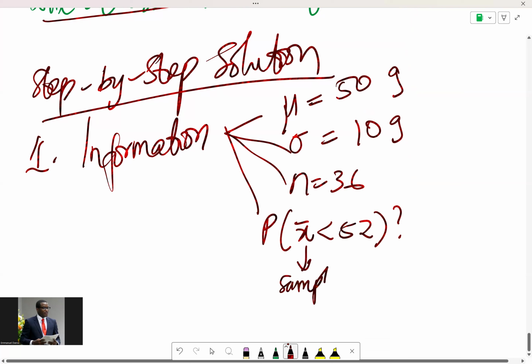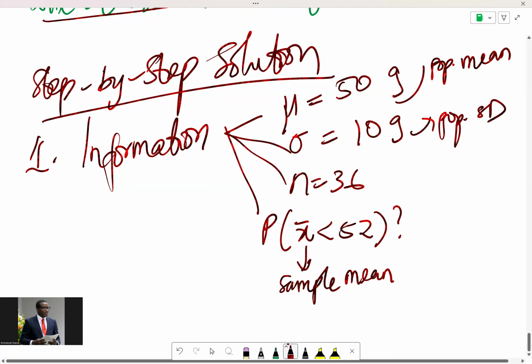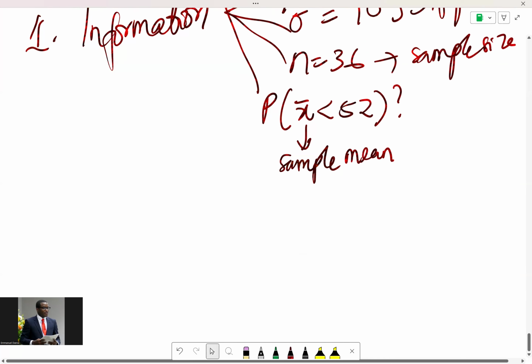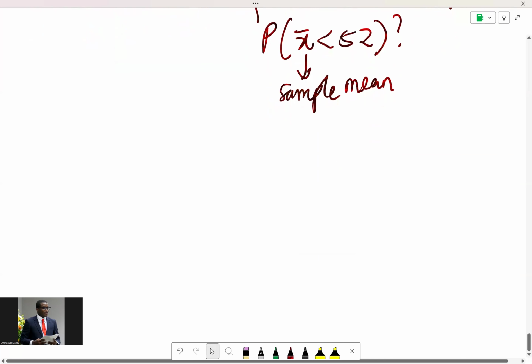This is the sample mean, because this is the population mean. This is the population standard deviation. This is the sample size, okay? So these are the things we have now. So what can we do with them?